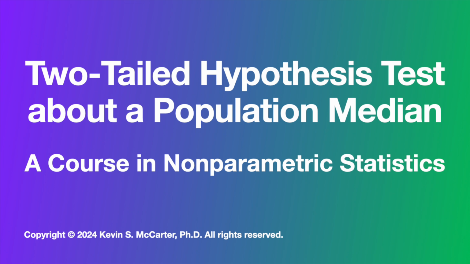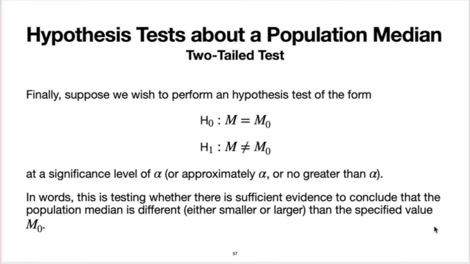In this lecture video, we're going to look at how to perform two-tailed tests about a population median. Suppose that we want to perform a hypothesis test of the following form. The null hypothesis says that the population median is equal to some specified value, m sub 0, against the alternative that says that the median is not equal to that value.